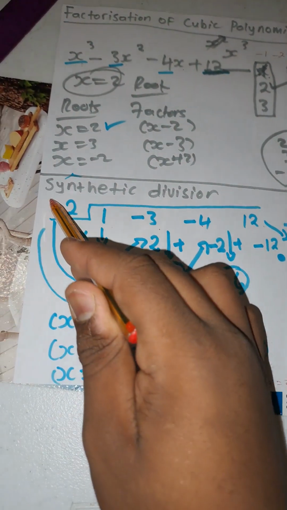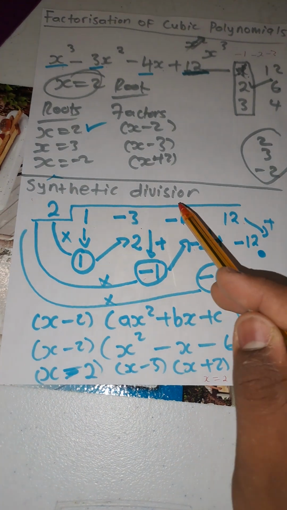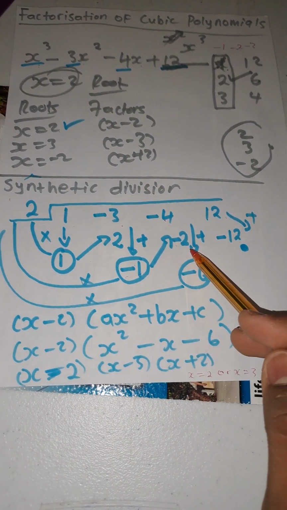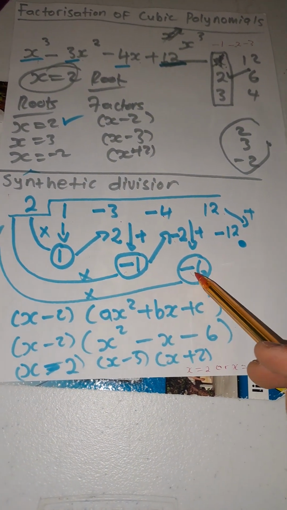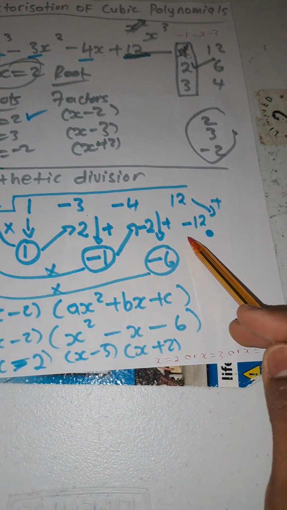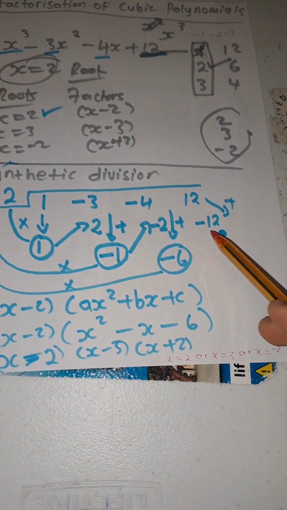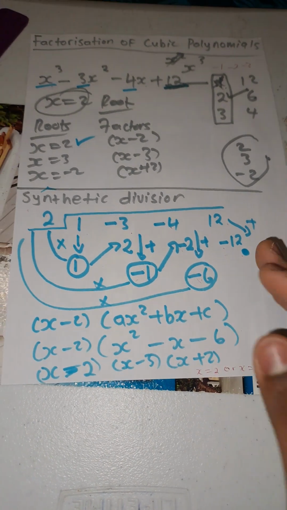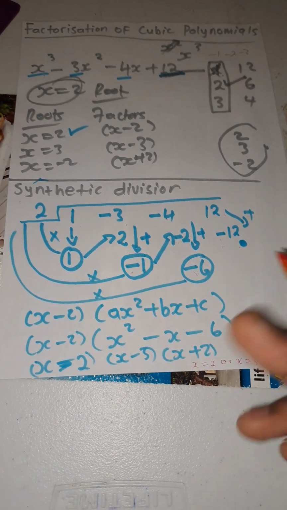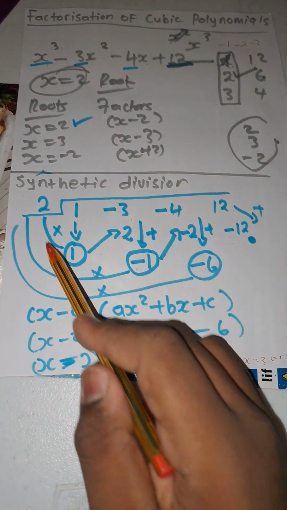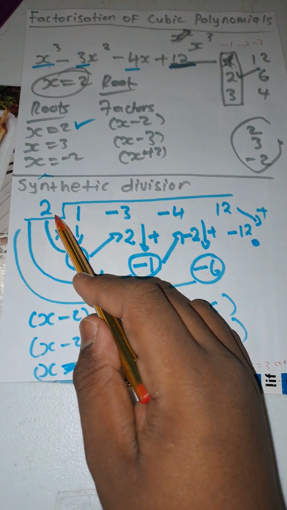So minus one times two is what? Minus two. So minus four plus minus two is what? Minus six. And then minus six times two is what? Minus 12. So 12 plus minus 12 is what? Zero. I'll do my dot there. So I know everything is fine. And then I put my numbers like this. X minus two, because it is x equals two.